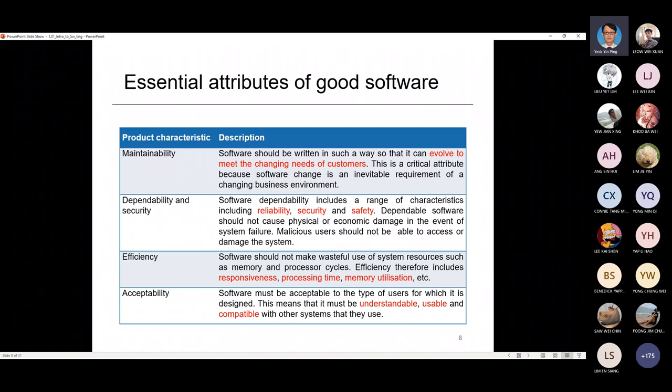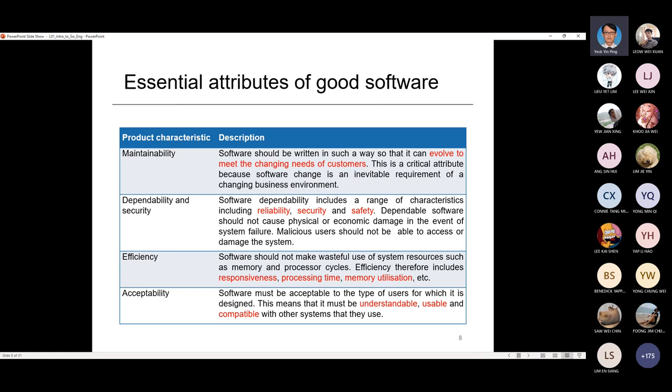So each time you do the outdating, usually they do the maintenance, they evolve the software. They try to do the upgrading to be better, to meet the customer demand. So whatever you comment on the Google Play Store, sometimes the developer or the organization itself will try to consider your requirement. Okay, so dependability and security here, you focus on the highlighted keyword.